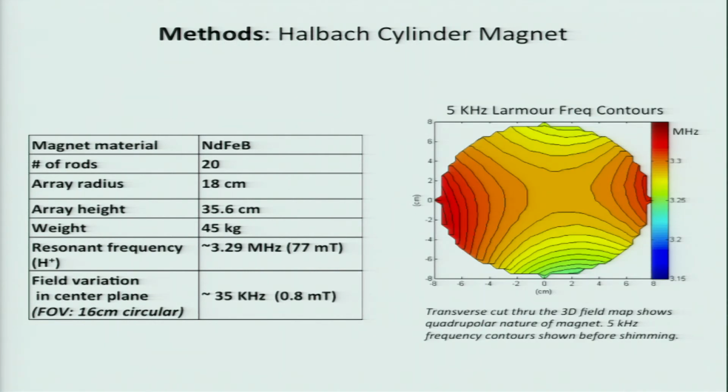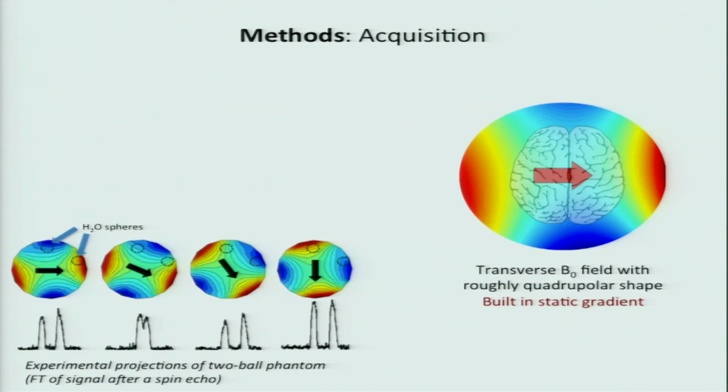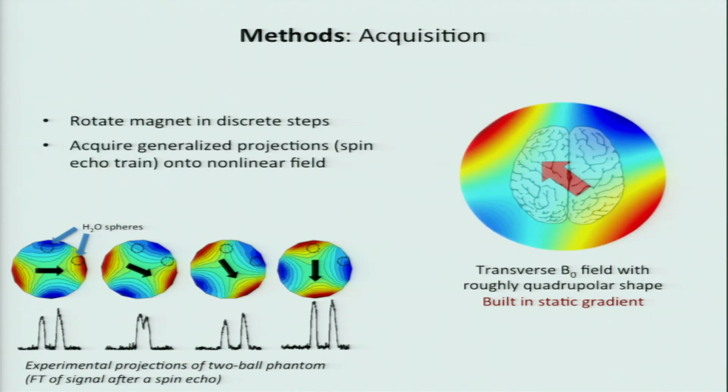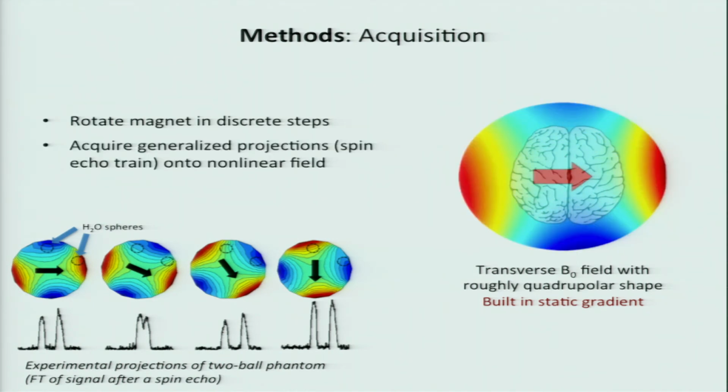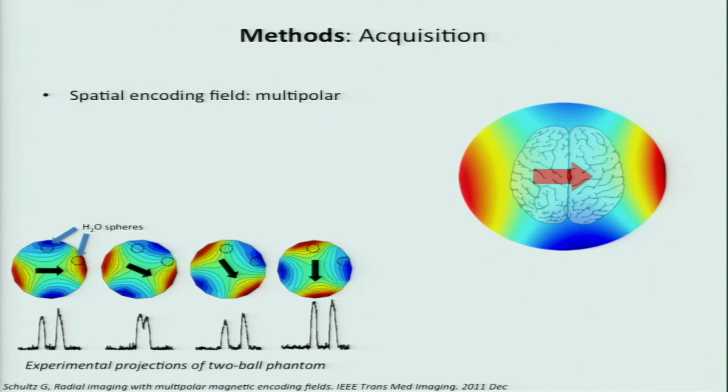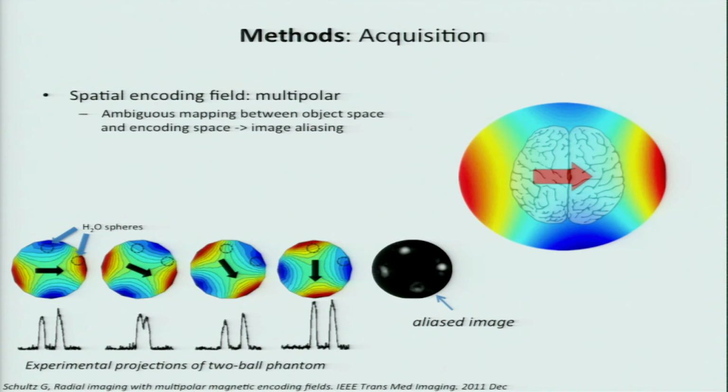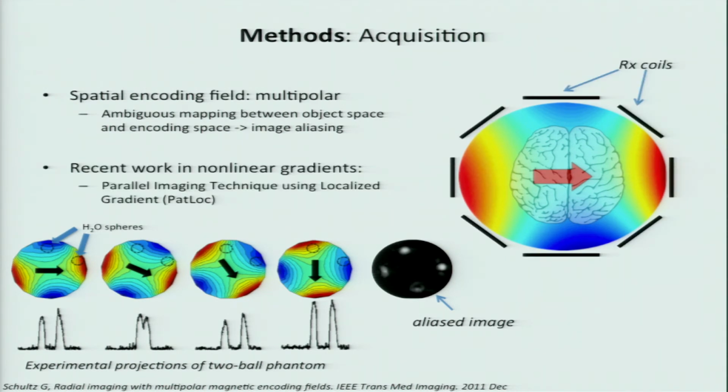There it is built. Here's the field pattern we mapped. So the idea is that you rotate this thing around, acquire these generalized projections onto the nonlinear field, and you have this multipolar spatial encoding. Here's 2 phantoms in this field. You see the different patterns. You can project where these reconstruct an image, but you'll get a ghost because there's a frequency ambiguity in the quadratic pattern. That's well known to the PatLoc people.